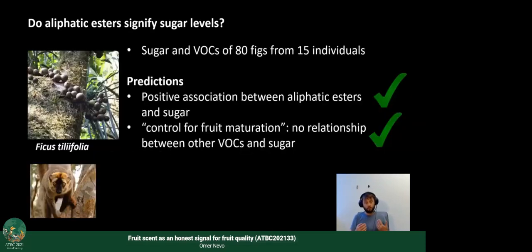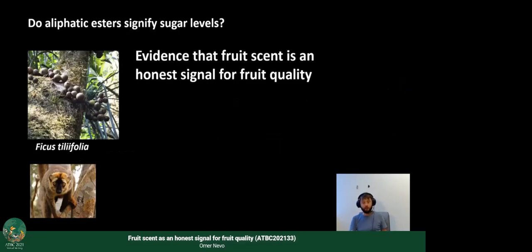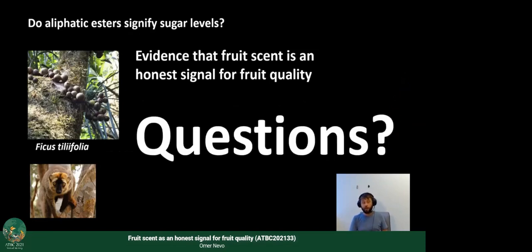So these results confirm both predictions. We have a positive relationship between esters and sugar, but no relationship between sugar and other scent compounds. This gives us strong evidence that indeed fruit scent, at least in this species, is an honest signal for fruit quality. Yeah, and I would be happy to take questions if you have any. Thanks.